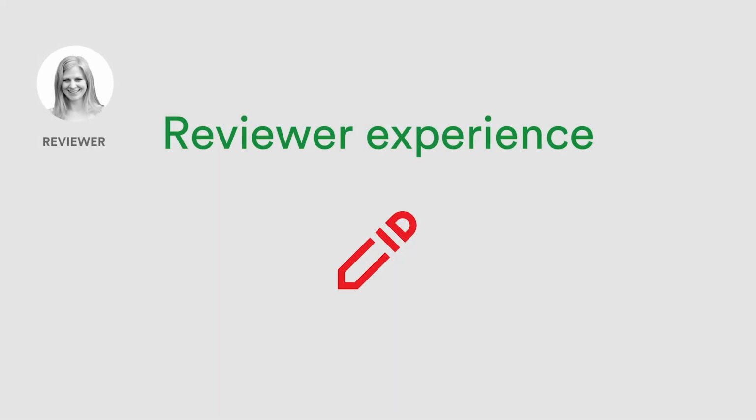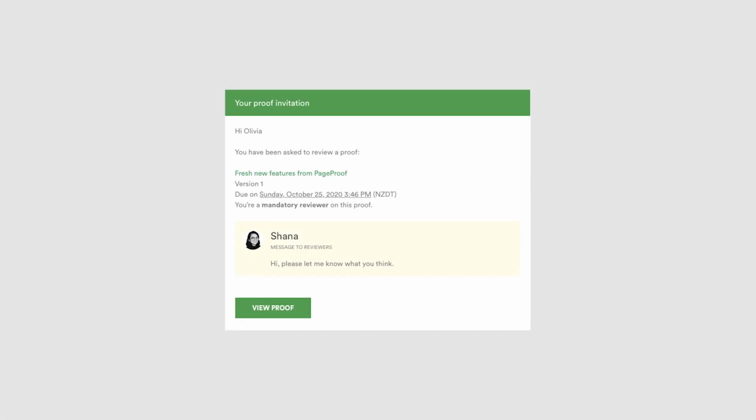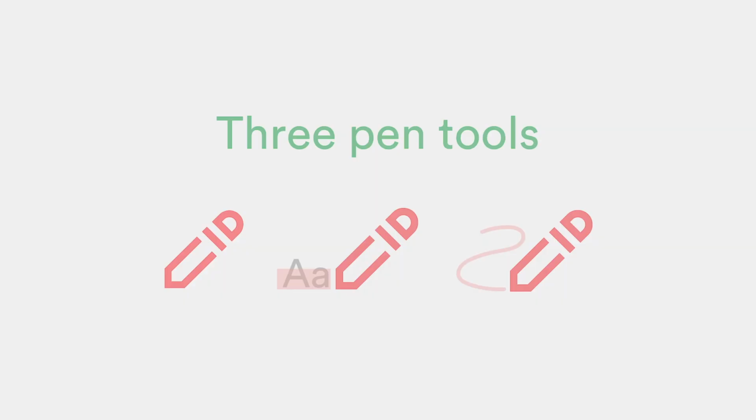The reviewer's experience. A reviewer will receive an email invitation to a proof. If they've never used PageProof before, clicking the View Proof button will automatically create an account for them in the background. All a reviewer needs to do is use the red pen to add comments to the proof and push the green button to say they're done.